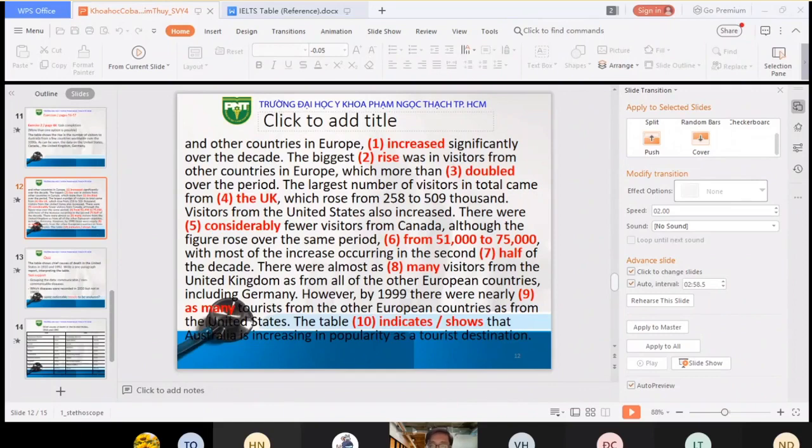Number six here. Number six, you present two figures. Number seven, half. In the second half, in the first half, right? Number eight, many. Number nine, as many. Number 10, indicates or shows or demonstrates or illustrates, okay? Or you can even use the verb represents, okay, for gap number 10.